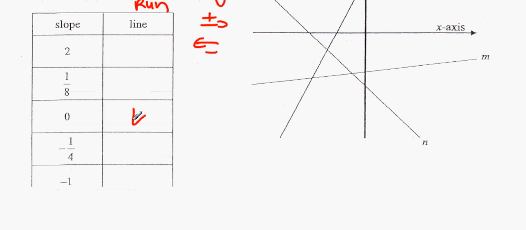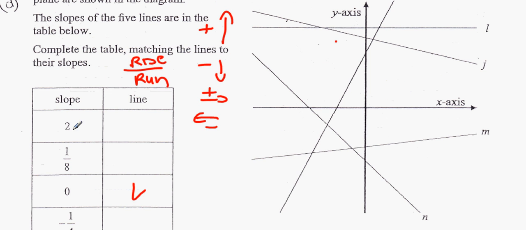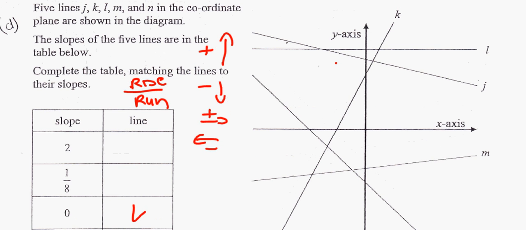The next one we're looking at is the biggest number. The biggest number is number 2. Number 2 is the steepest slope there is in this diagram. It's a positive slope as well, which means it's going diagonal right up. 2 has got to be K because it's so steep.